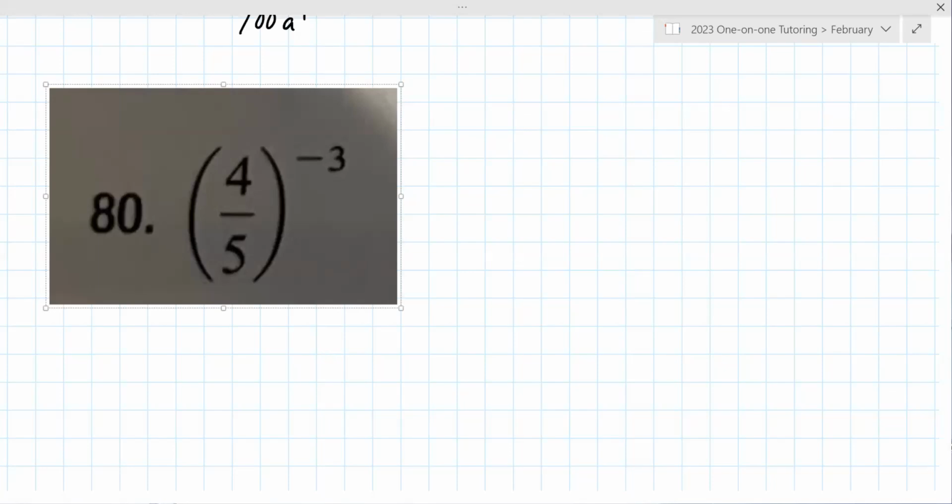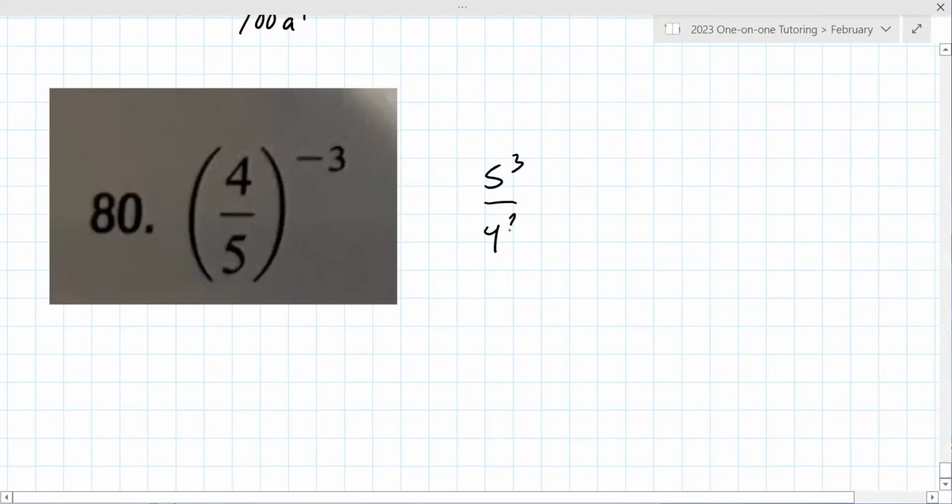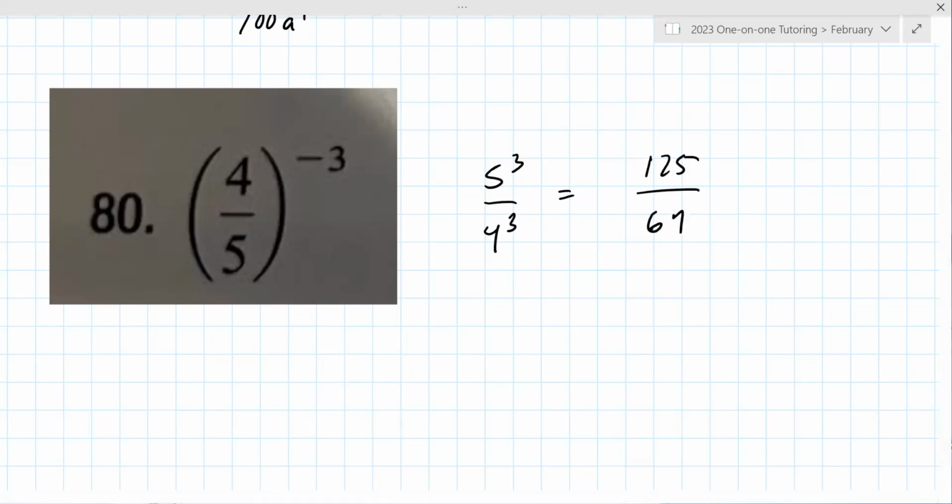So I got 5 cubed over 4 cubed. Is this your final answer? Would you put this? No, you have to solve them. Keep going. So 125 over 64. Good, really good.